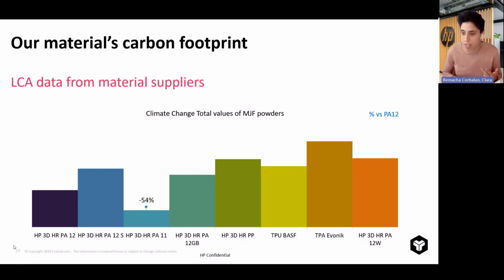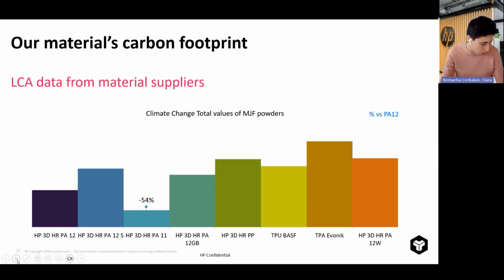There are basically three things. The first one is that each material has an LCA, and that's coming from the raw material itself. So you can see in here the LCA data from our material suppliers, just the material in raw form, and you can see the comparison. The lowest LCA from our raw materials is PA11. Why? Because it's bio-based. So that already starts from a low carbon footprint.